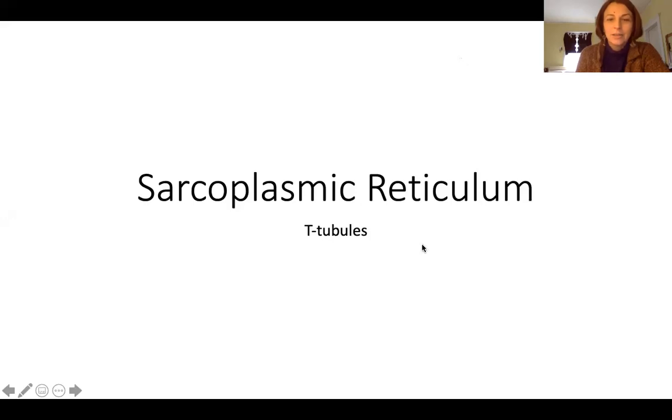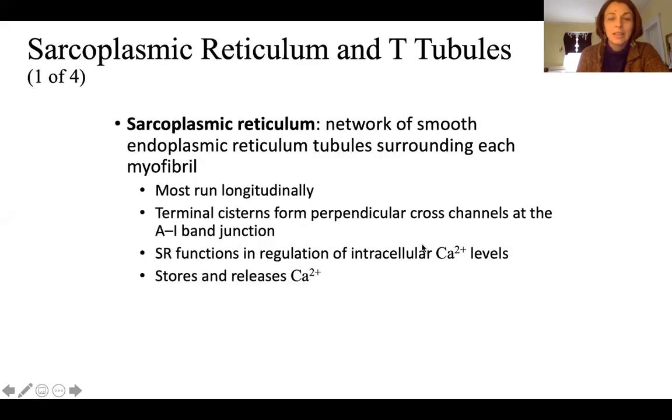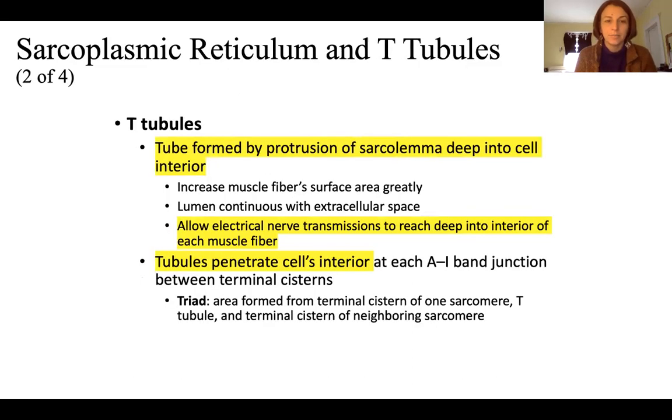All right, the sarcoplasmic reticulum and the T-tubules. We did look at this. I'm just reviewing. That is this network surrounding each myofibril, right? Is that blue one? We'll see it in a second. The terminal cisterns form perpendicular cross channels at the A-I band junction. So that's the exact location of them when we look at the slide. It's the regulation of the intracellular calcium level. So the calcium is going to be the one that's part of the communication for muscle contraction. And here there's going to be storage and release of calcium.